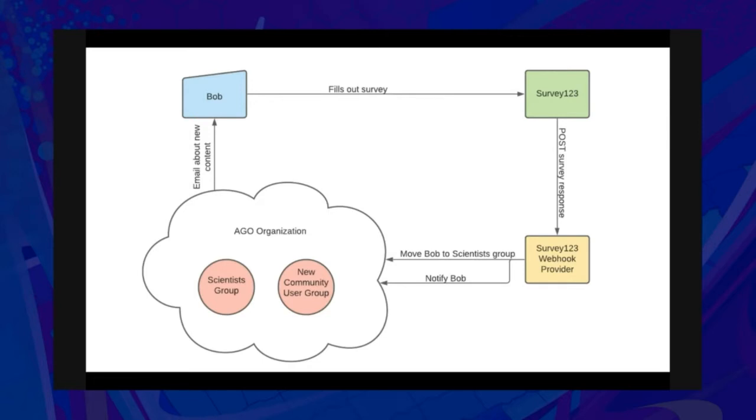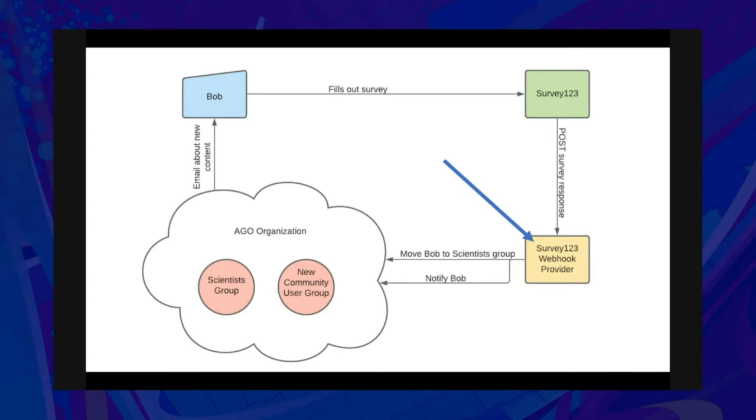In our case, we moved Bob from the new community user group that he got put into as a new user into the scientists group so that he gained access to all of the scientist content in that group. And then we also notified Bob. You remember that Graham, in this case, got a new email asking him to engage with the content and saying that he'd unlocked some new content. Well, ArcGIS Online has that capability. We just need this little service here to signal that it should create a notification for that new user.